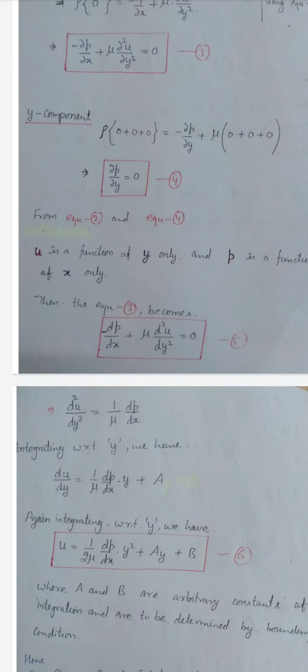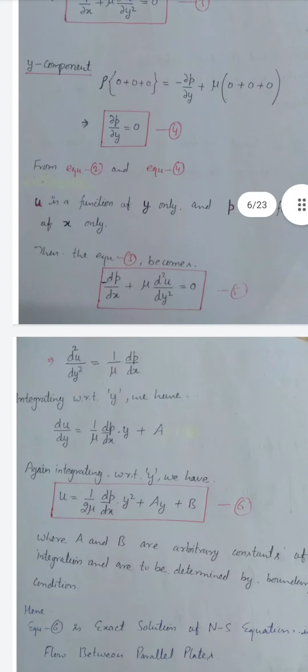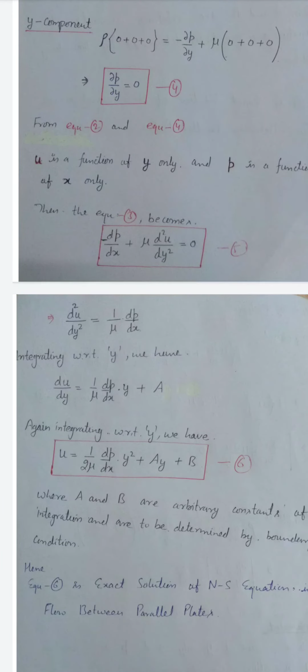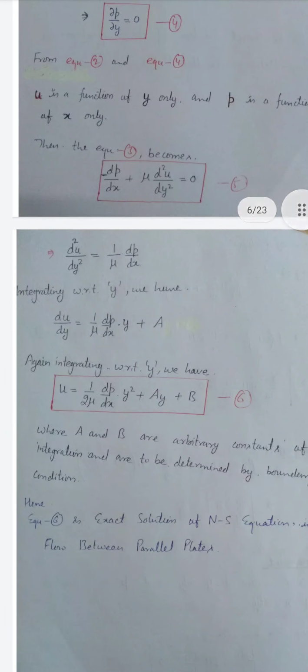And this d²u/dy² is equal to 1 by μ dp/dx. Integrating it, we get du/dy is equal to 1 by μ dp/dx into y plus a. Again integrating it, we get u is equal to 1 by 2μ dp/dx y² plus ay plus b. A and b are arbitrary constants which can be determined by the boundary conditions of the given problem.